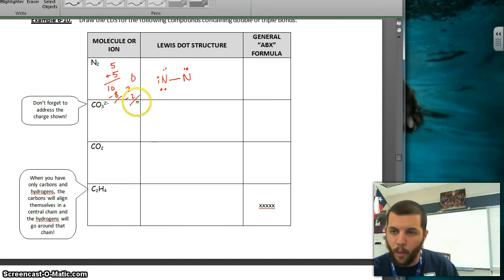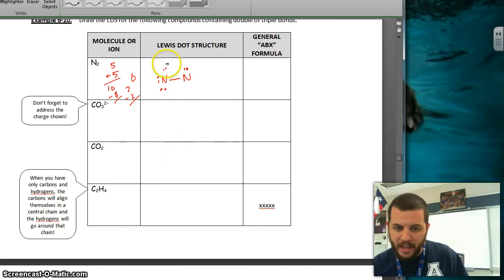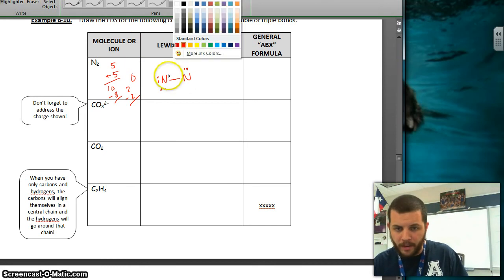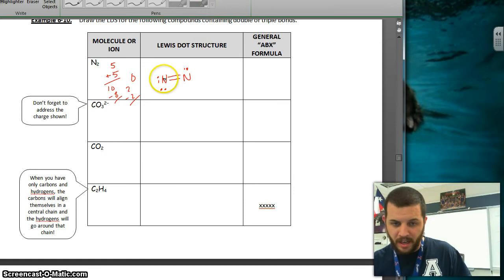Okay, so now what do I do if I run out of electrons? Well, what I can do is swing these electrons in to make what's called a double bond. So when I swing those in, I'm going to erase those, and I'm going to draw my double bond. Okay, so now this nitrogen here has 1, 2, 3, 4, 5, 6, 7, 8. He's still happy. This nitrogen has 1, 2, 3, 4, 5, 6. So he is not happy.